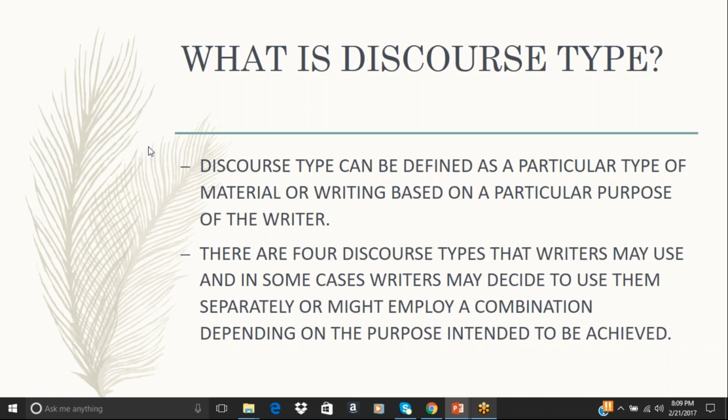All right, so the last line which says, in some cases, writers may decide to use them separately or employ a combination depending on the purpose to be achieved. So I'm asking, can you give me an example of how a writer may end up using more than one genre in one written piece? Yes. Sir, I have an example, sir. All right, go ahead, Maurice.